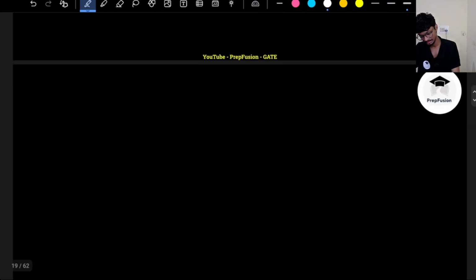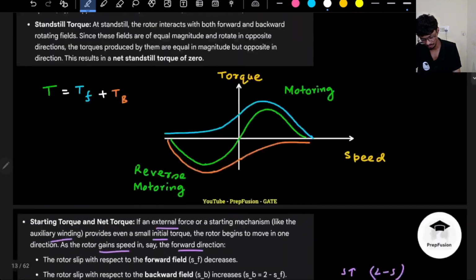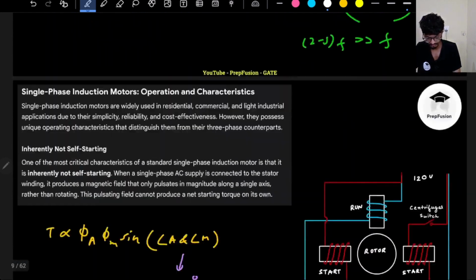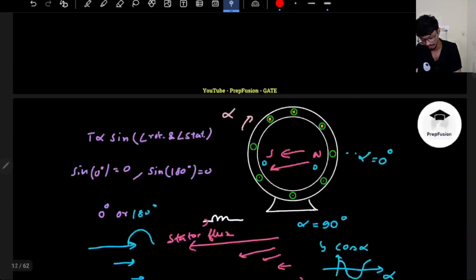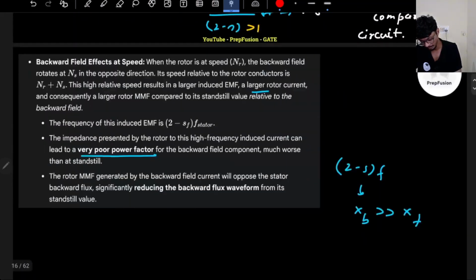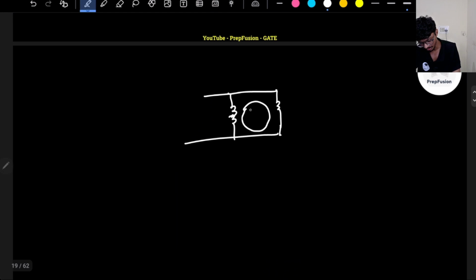So circuit wise, the diagram will be somewhat like this. Here I will have the main winding, and I am not drawing the resistances, and here I will have an auxiliary winding. Both of them will be in parallel only, because this is the physical circuit. Both of them are actually connected across the same supply. So both of them will be kind of parallel, and the rotor side will be in between. This will be the rotor. Just drawing the rough circuit here, not the exact one.